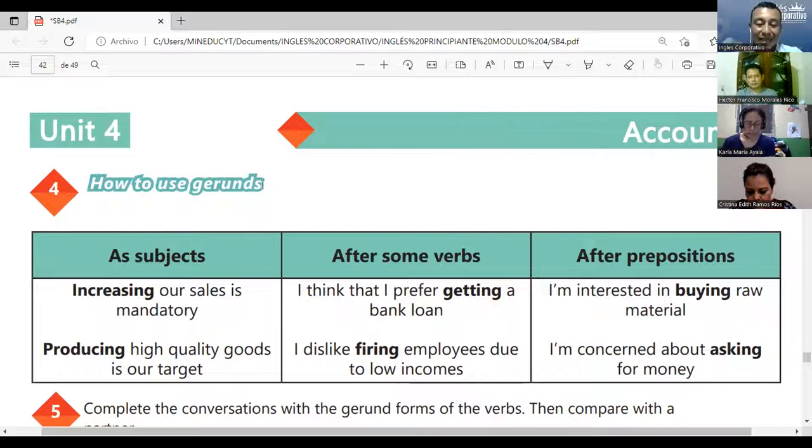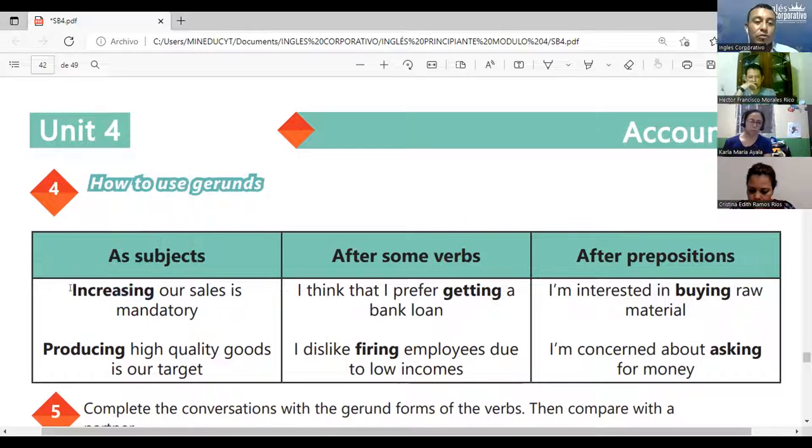Thank you, Carla and everybody. Las que llevan ing. Esos son los gerundios. Those are the gerunds. In Spanish, they finish in ando y yendo, right? Good. Now listen. We have three ways to use gerunds in English. Tenemos tres formas de usar los gerundios en inglés. For example, we can use gerunds as subjects. Podemos usar los gerundios como un sujeto.